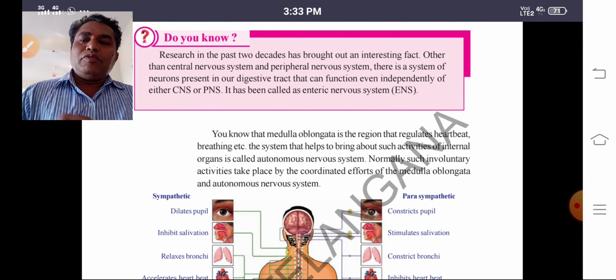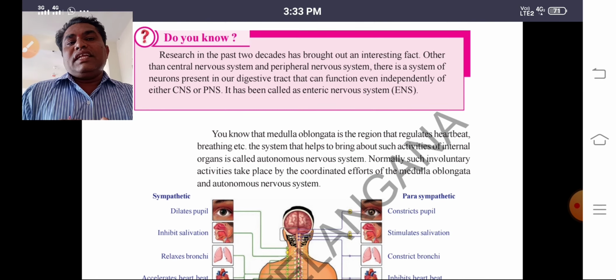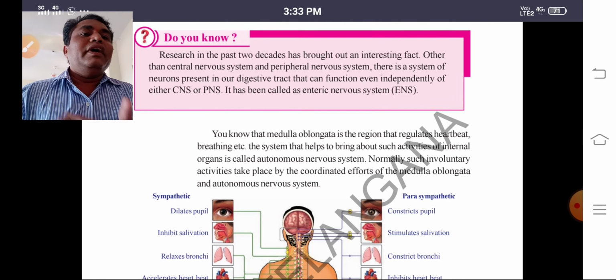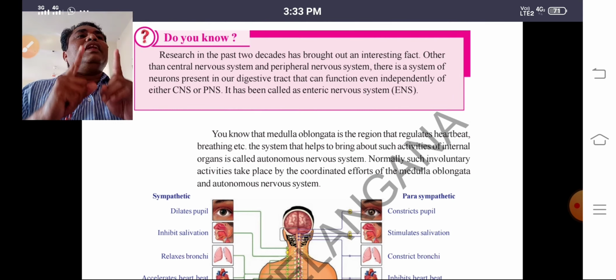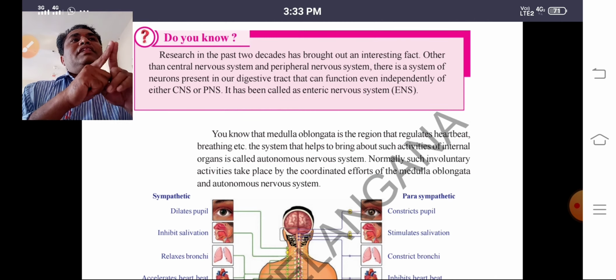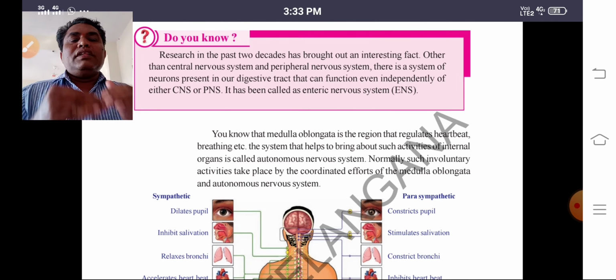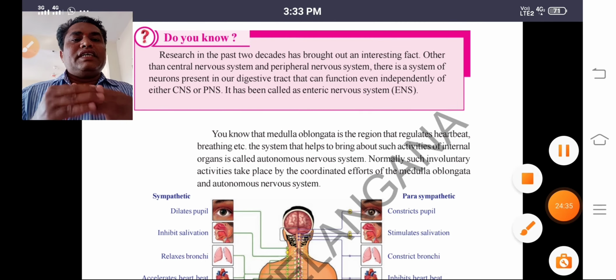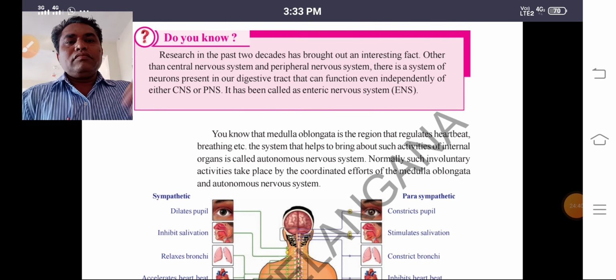ఇంతవరకు మనం ఏం చూసాము, సిఎన్ఎస్ చూసాము, పిఎన్ఎస్ చూసాము, ఏఎన్ఎస్ చూసాము. కానీ ఇప్పుడు ఇక్కడ ఈఎన్ఎస్ అనేది ఏంటి అంటే ఎంటరిక్ నర్వస్ సిస్టమ్. ఎంటరిక్ నర్వస్ సిస్టమ్ ఎక్కడ ఉంటుందంటే డైజెస్టివ్ సిస్టంలో ఉంటుంది. కాబట్టి ఇక్కడ కూడా న్యూరాన్స్ ఉంటాయి. కాబట్టి దీన్ని జనరల్గా సెకండ్ బ్రెయిన్ అని పిలుస్తారు. So the question is, which is the secondary brain, or second brain? It means enteric nervous system.